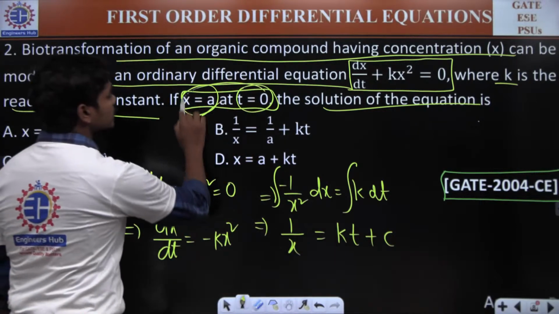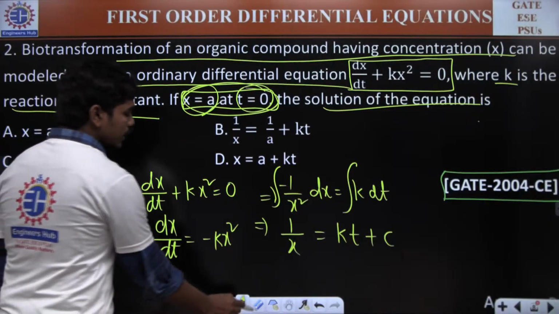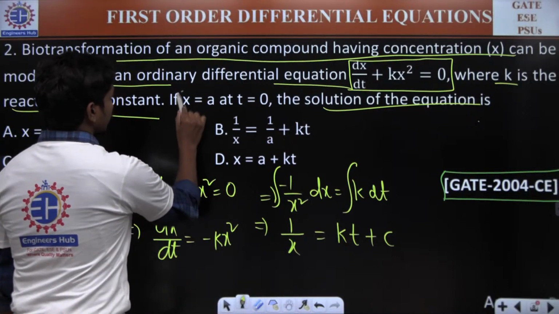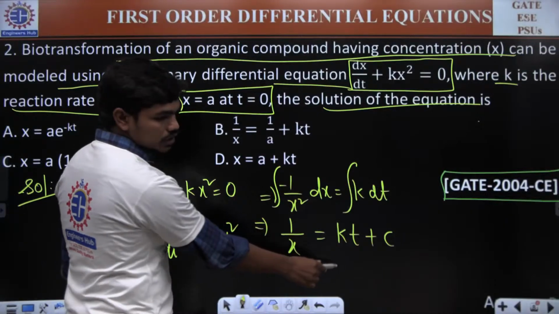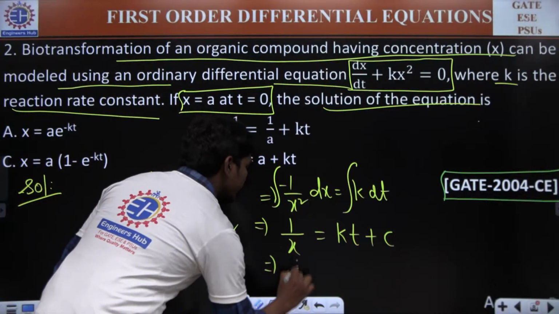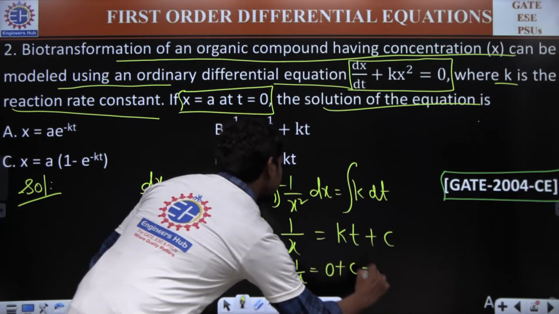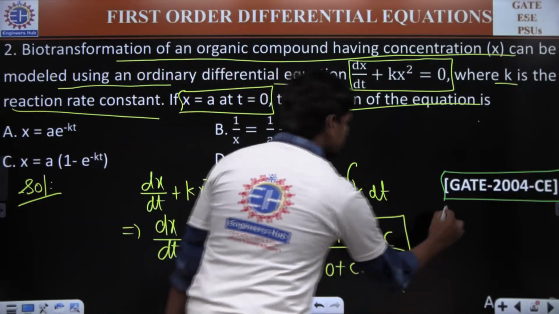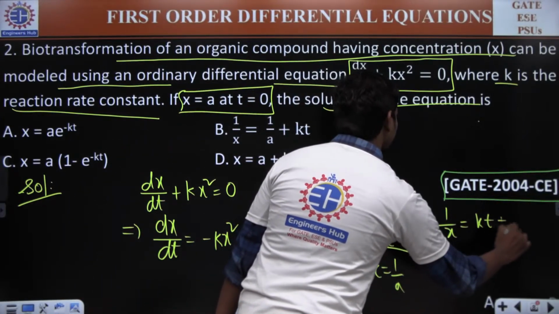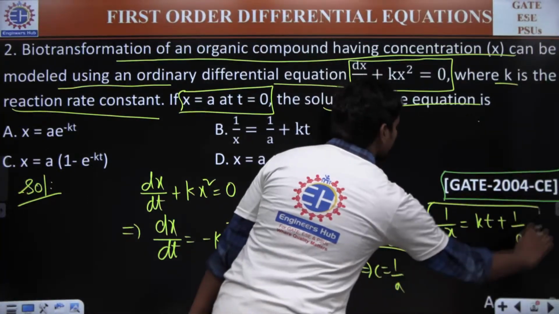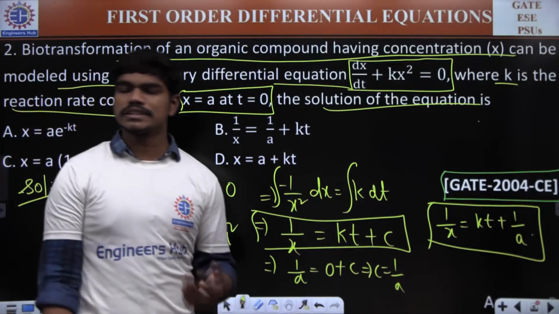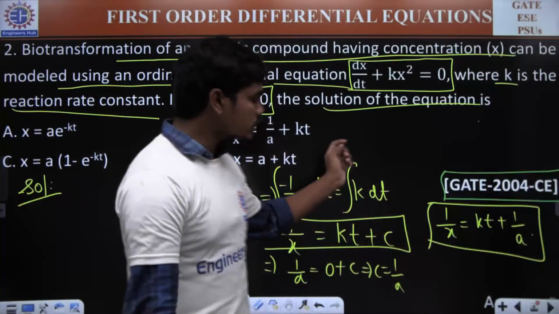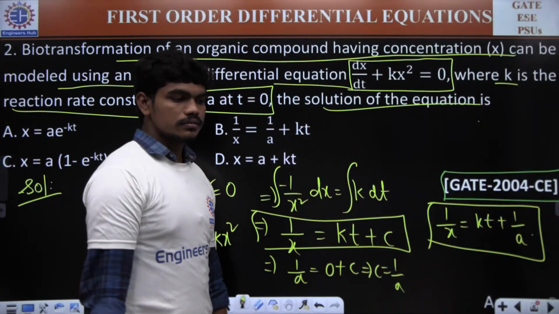Now it's given at time t is equal to 0, the concentration is x is equal to a. Correct? So in this equation, put t is equal to 0 and x is equal to a simultaneously. If you do that, you will be getting 1 by a is equal to 0 plus c. So c is equal to 1 by a. And if you substitute c is equal to 1 by a in this equation, you will be getting 1 by x is equal to kt plus 1 by a, which is in option B. Okay, so simple. They have given you one differential equation of first order, and also they have given you some initial condition so that you can find the value of the arbitrary constant. Clear?